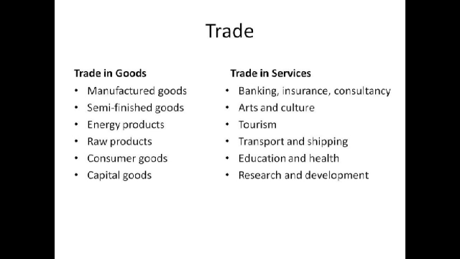So here's some examples of goods that we might trade. Manufactured goods like clothes, semi-finished goods and components like high carbon steel, energy products, energy-saving light bulbs, raw products, iron ore, consumer goods like freezers and fridges, and capital goods like machinery, computers, printers, that sort of thing. And then trade in services, we've got banking, insurance, consultancy, arts and culture, tourism, transport and shipping, education and health, and research and development services.